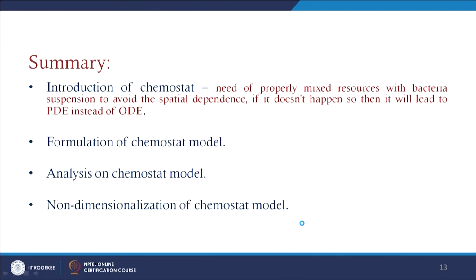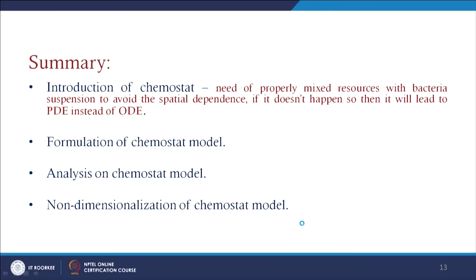So in this lecture we have discussed chemostat modeling and how we can develop a chemostat or a bioreactor using the cell culture technique, which is restricted in that the medium should be properly mixed. We have not considered inhomogeneity or an inhomogeneous mixture here, which restricts many conditions, so we have not considered that. We have considered that these resources should be properly mixed with the bacterial suspension to avoid this bacterial dependence. With respect to time, it should have a uniform change, and if that does not happen, it will lead to a partial differential equation instead of an ordinary differential equation.